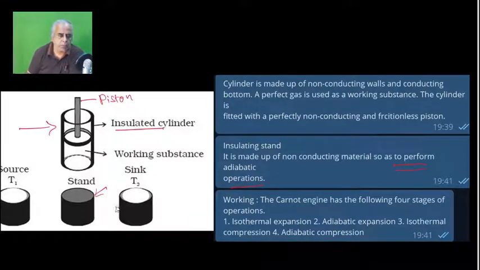Now let us explain the working of the Carnot engine. The Carnot engine has 4 important operations, or we can say stages. The first one is isothermal expansion. Now what we do is, we take this piston and barrel assembly and keep it on the source of heat energy. Then at constant temperature, we expand isothermally. At constant temperature, we expand it.